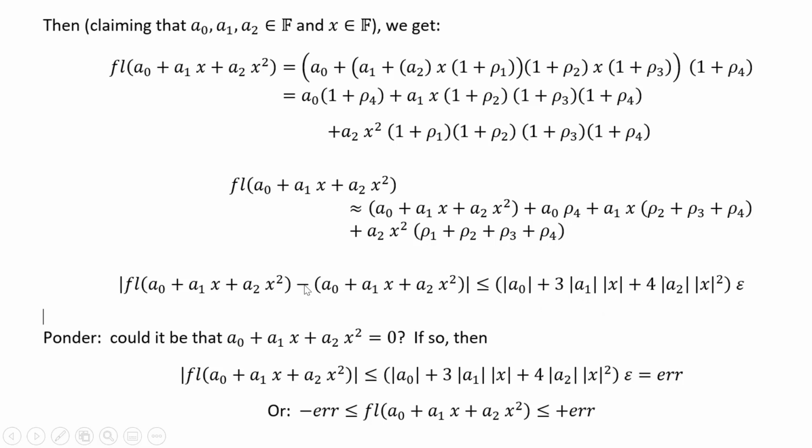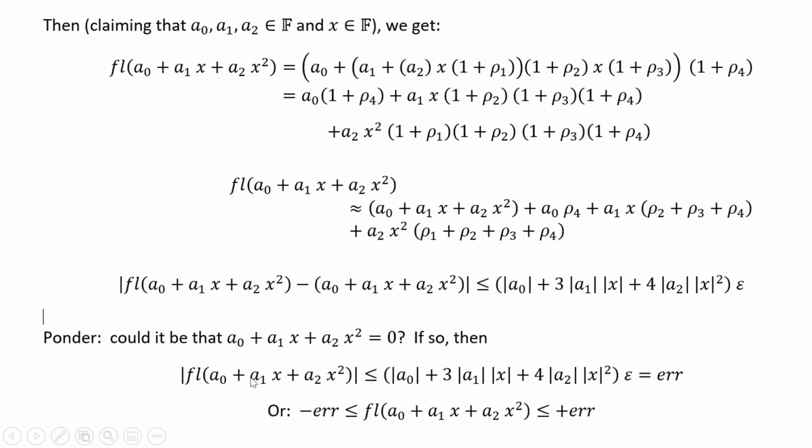So I know that the difference between the calculation of the floating point value and the true value, the absolute value, is going to be less than this bound. This is always true, no matter whether x is a root or not. Now, here's a big deal. What if the true value could be 0?